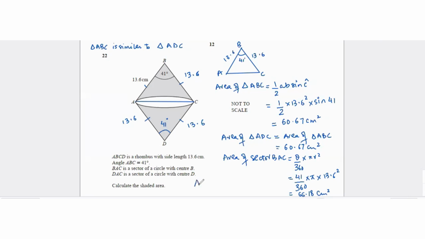Once again, sector BAC is also similar to sector DAC. So the area of sector DAC is also going to be 66.18 centimeters squared.